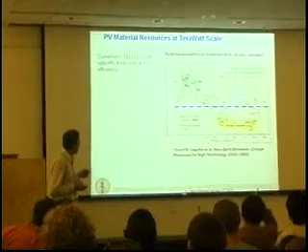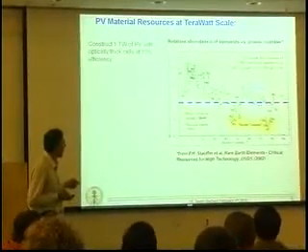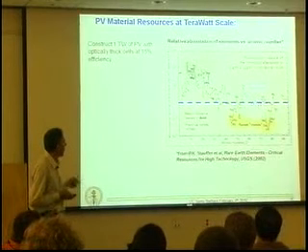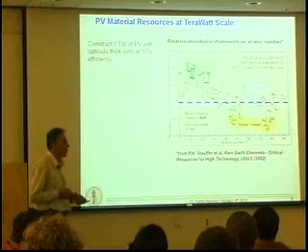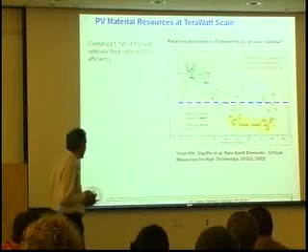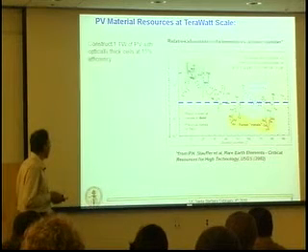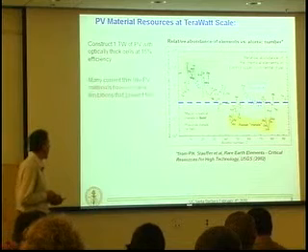Roughly speaking, this dotted line represents the line of demarcation between elements that are abundant enough in the Earth's crust and those that are not abundant enough to scale to produce a terawatt of solar electric energy by photovoltaics. So now let's look at the photovoltaic thin film materials that are currently being commercialized in the marketplace.